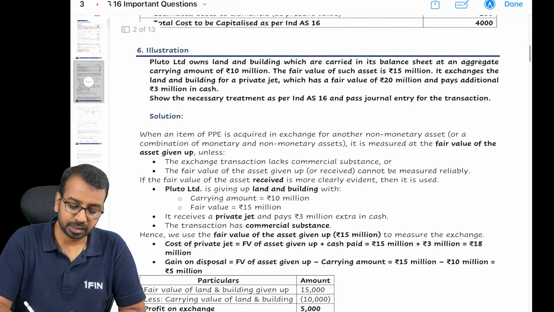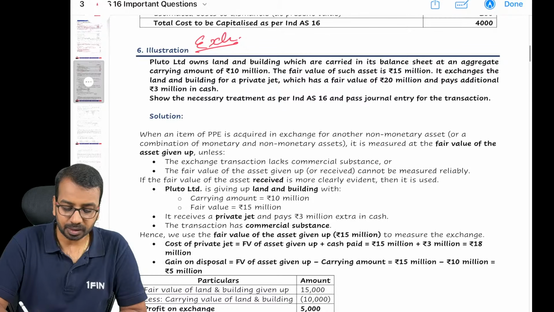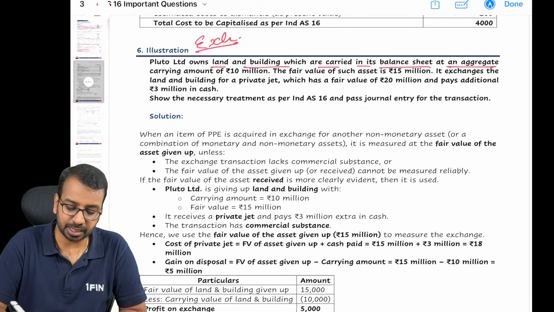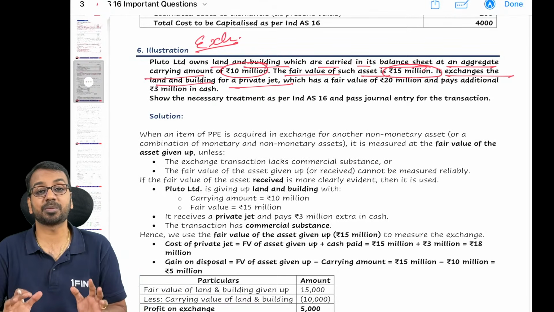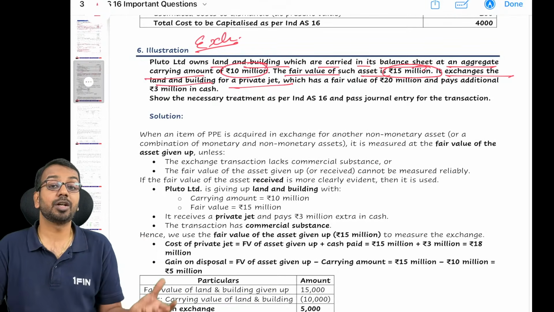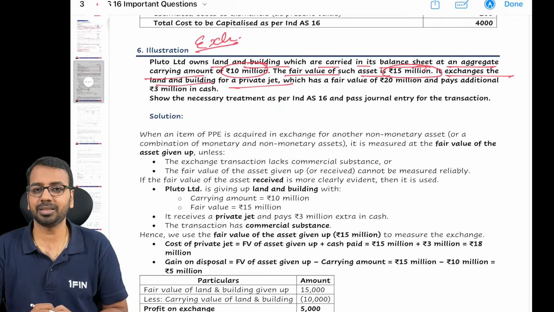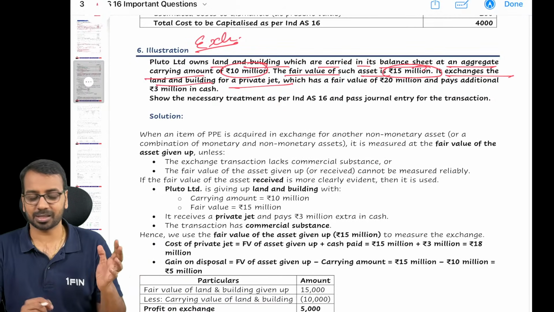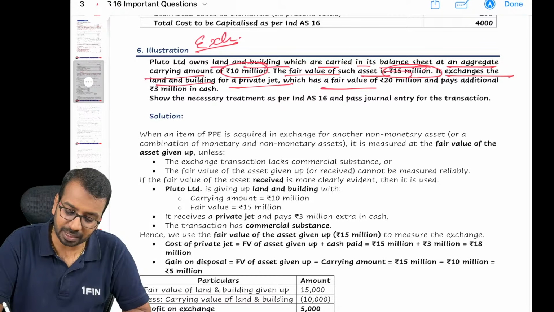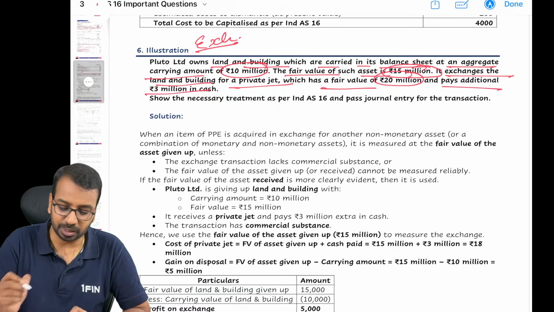Then this is for exchange. Pluto Limited owns land and building which are carried in its balance sheet at an aggregate carrying amount of 10 million. Fair value of the asset is 15 million. It exchanges the land and building for a private jet. Does this have commercial substance? Generally, when two different types of assets are exchanged, it has commercial substance. The jet has a fair value of 20 million and it pays an additional 3 million in cash.